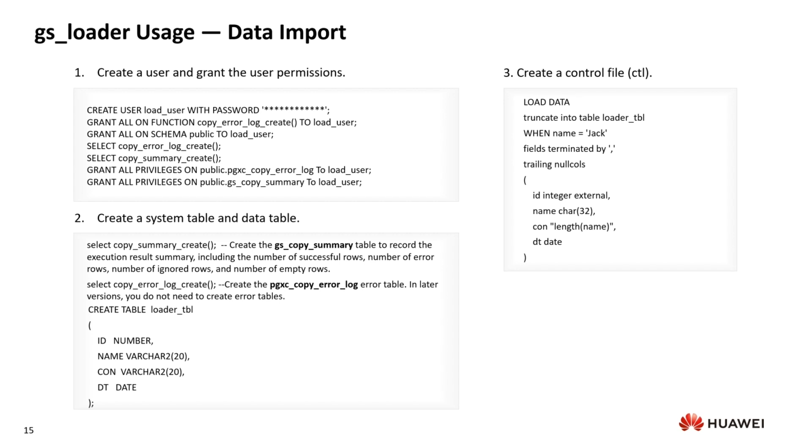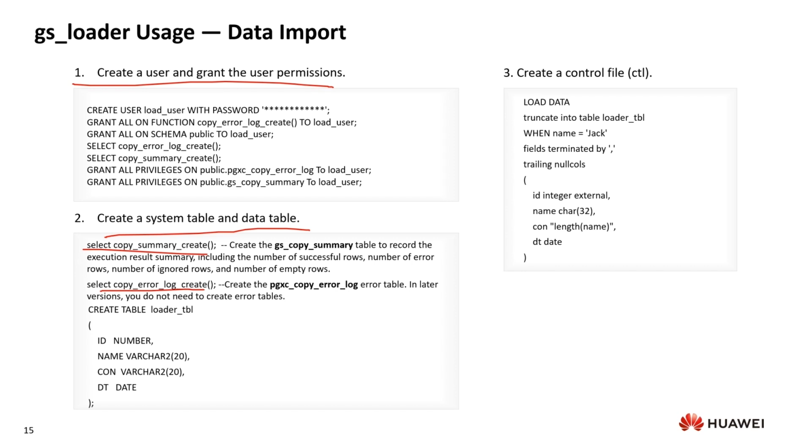Now let's talk about how to use the GaussLoader. First, we need to create a user and grant the user the required schema or table permissions. Next, we need to use the copy summary create function to create the summary table, and we use the copy error log create function to create the error table.